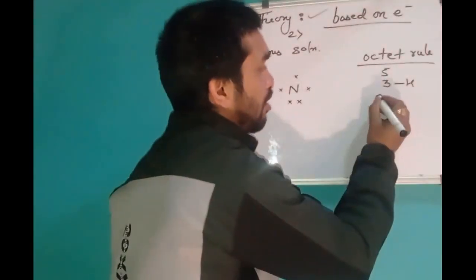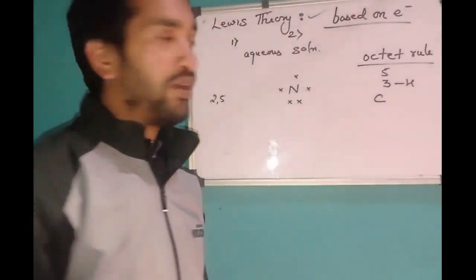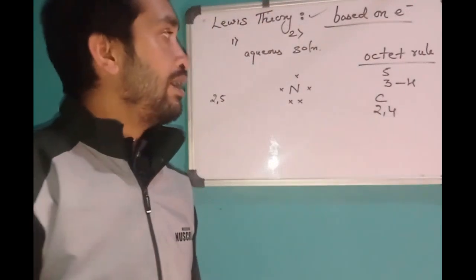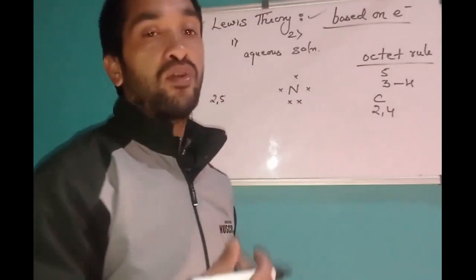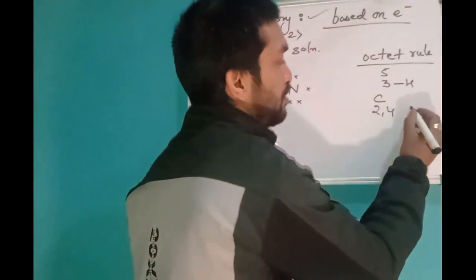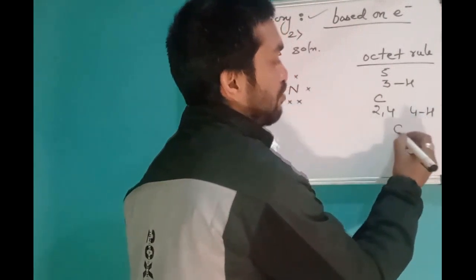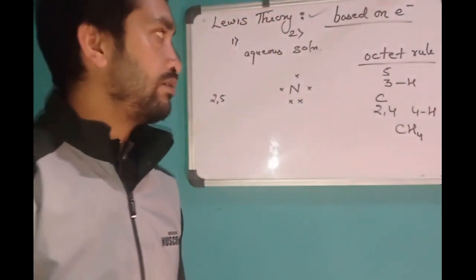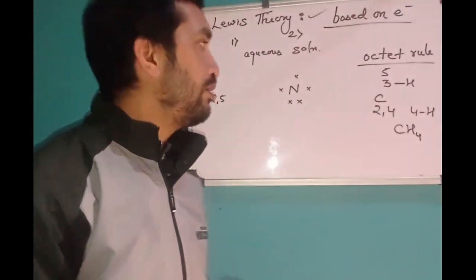Let us take the example of carbon. Very easy, 2, 4. Now you can see how many electrons are left for the octet: 4 electrons. It means 4 hydrogens will be added. That is why it makes the compound CH4, methane. I hope it is clear.